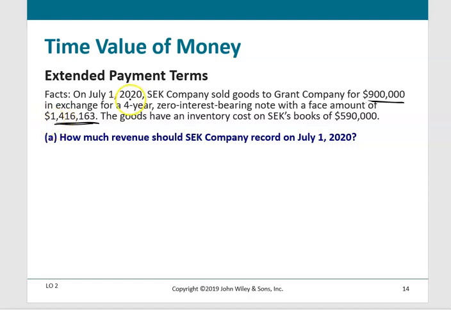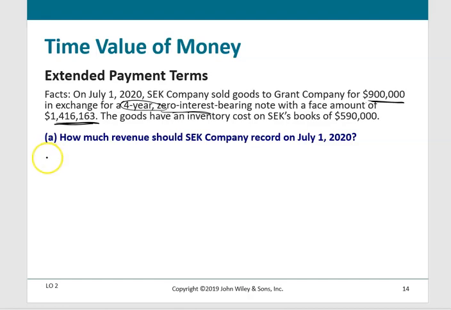Because the customer is going to pay over 4 years. And even though this is a zero interest-bearing note, we know that the interest is actually embedded in this difference between the 900,000 and the 1.416 million that the customer is eventually going to pay. So how much revenue should the company record on July 1st? They should record revenue equal to the fair value of the goods or service.